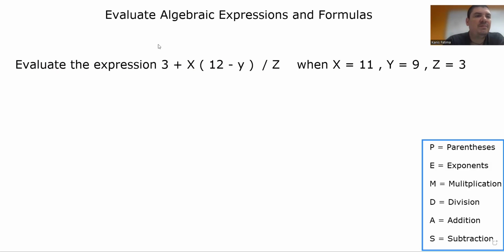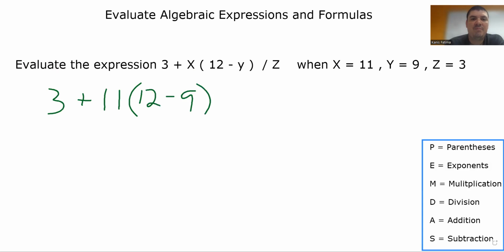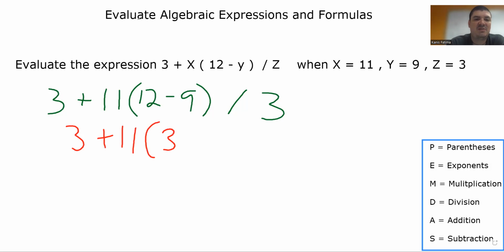So 3 plus, now we know that x equals 11. So I'm going to write 11, parentheses, 12 minus y equals 9. Then we have divided by z is 3. Okay. So now all I've got to do is follow my order of operations. So first is my parentheses. So first I do 12 minus 9. I have 3 plus 11. Parentheses 12 minus 9 is 3.